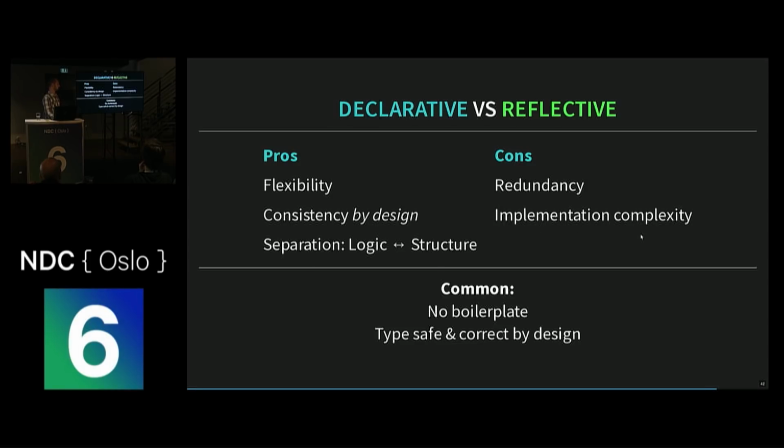And another corner is the implementation complexity, which is slightly higher than in the reflection approach. You have no way to gauge this right now, but if you see the implementation, it will be slightly more complex. But well, that's just the price you have to pay for the flexibility. But yeah, common to both approaches is you have no boilerplate, and it's type safe and correct by design, which is really, really nice, and ultimately what we were aiming for.